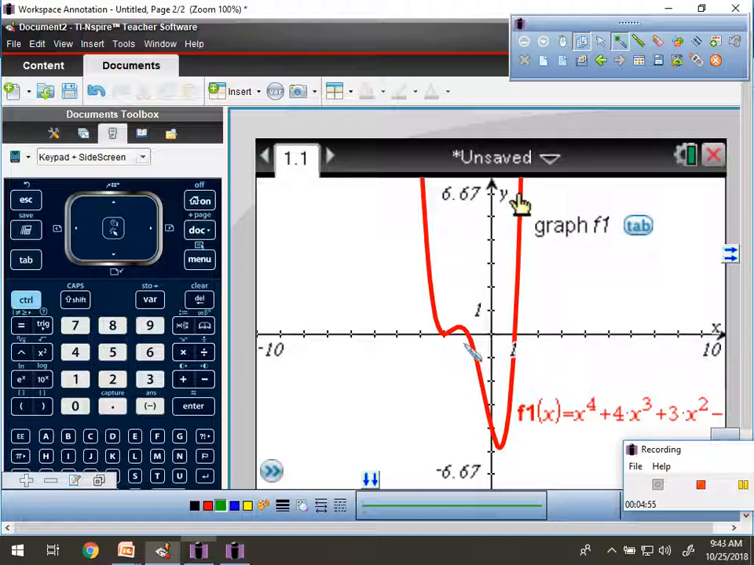Wait, no, 1, 2. It crosses it 3 times. 1, 2, and 3. Right there. And so where does it cross the x-axis? It touches it here at 1. It also crosses it here at -1. And then it doesn't cross, but it touches right there at -2.